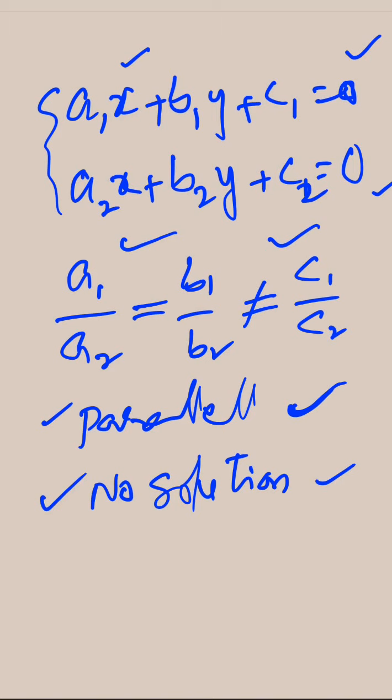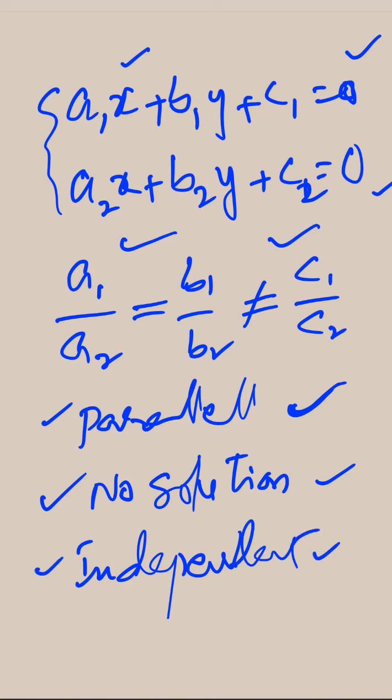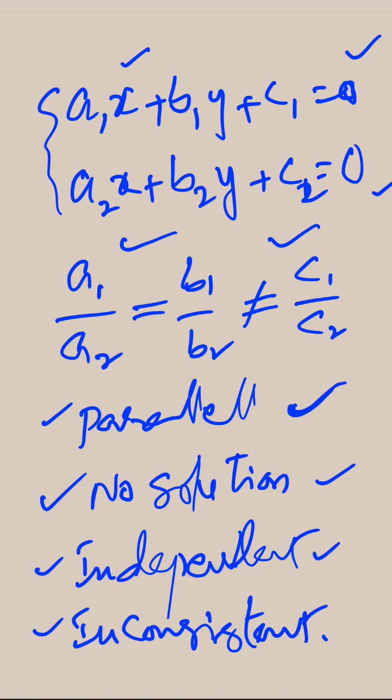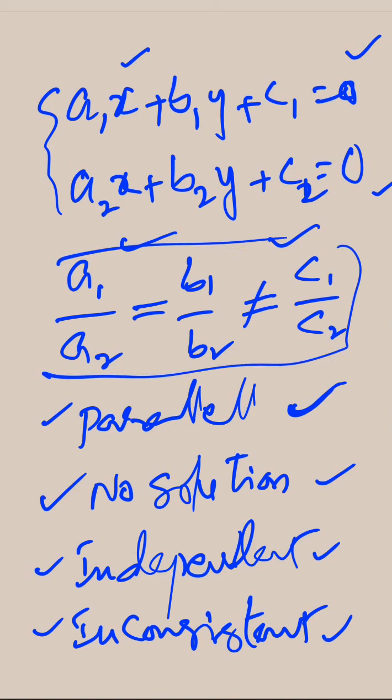And one more thing, if there is no solution, then we can say these are independent lines. At the same time, we can say inconsistent lines also. So if this condition is satisfied, we can conclude the lines are parallel, no solution, independent, and inconsistent also. Inconsistent means there is no solution. If a unique solution is there, it is consistent; if there is no solution, that is inconsistent.